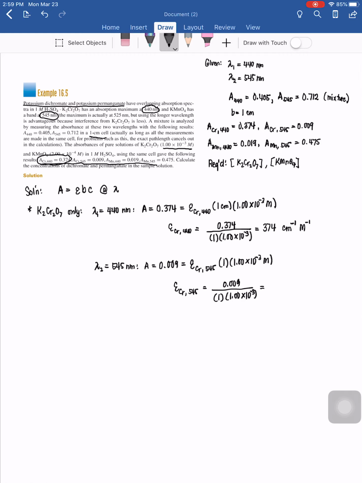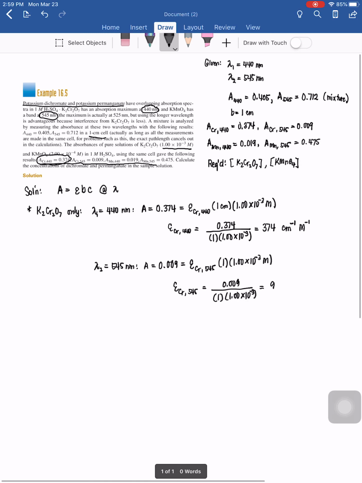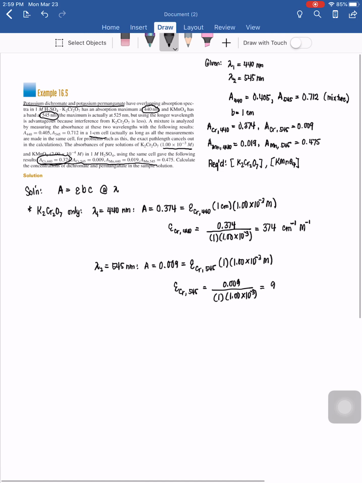Now plugging that into my calculator, I get a value of 9 per cm per molar.